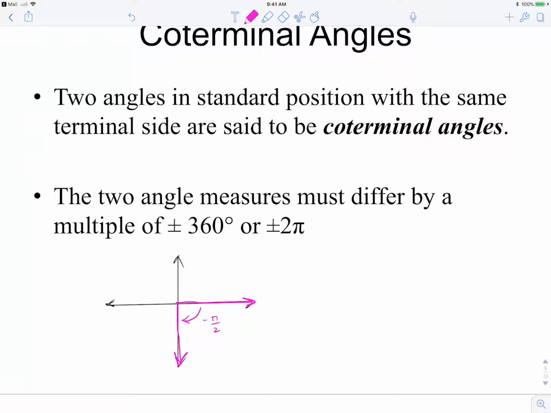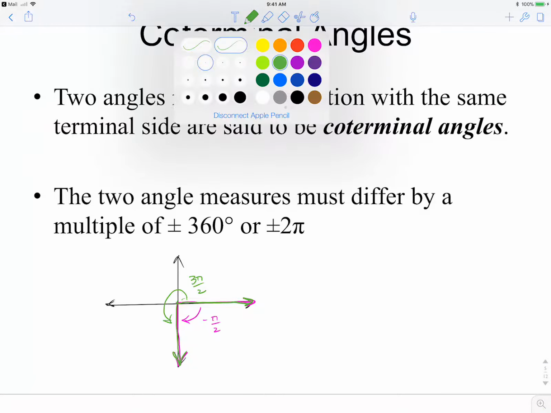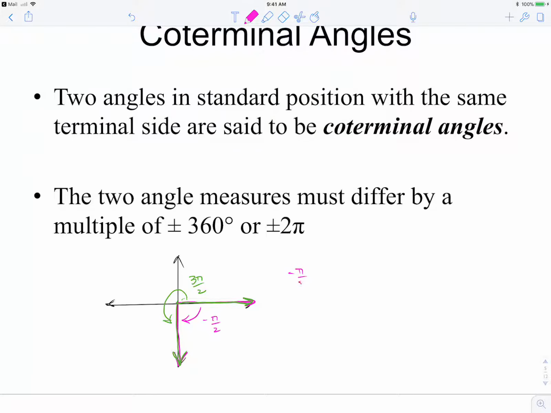Now the angle that lies between 0 and 2 pi that is coterminal to negative pi over 2 is the angle 3 pi over 2. And if we took that angle negative pi over 2 and added 2 pi, which I'm going to write as 4 pi over 2, which is equivalent to 2 pi, notice that we would get 3 pi over 2. Okay, so 3 pi over 2 is coterminal to negative pi over 2.